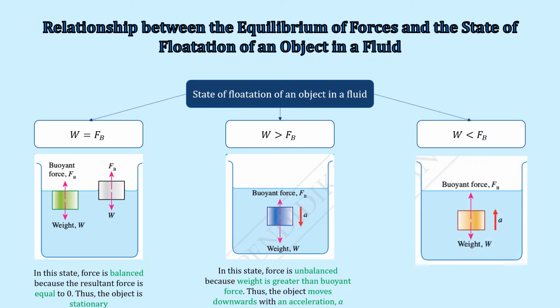The last state of flotation of an object in a fluid is when the weight of the object is lesser than the buoyant force. In this state, the force is unbalanced because the buoyant force is greater than the weight. Thus, the object moves upwards with an acceleration. You need to understand these three states because you can relate them with the applications of Archimedes' principle that we want to learn after this.